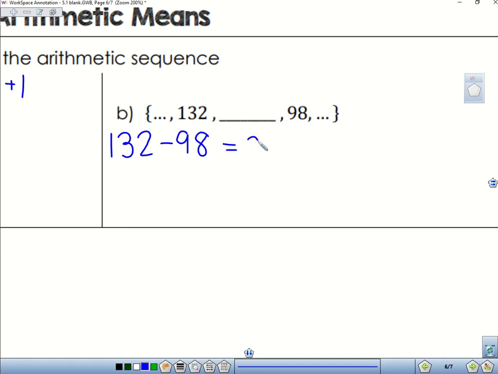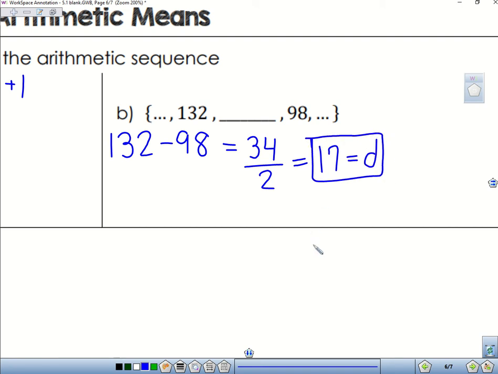And I get 34. And what am I dividing 34 by this time? Good. Dividing by 2. Everybody understand where the 2 came from? Number of spaces plus 1. And I get 17, which is my common difference. Now that I have my common difference, I need to apply it. Now am I going to be subtracting it or adding it? Good, subtracting. So you're going to subtract 17.